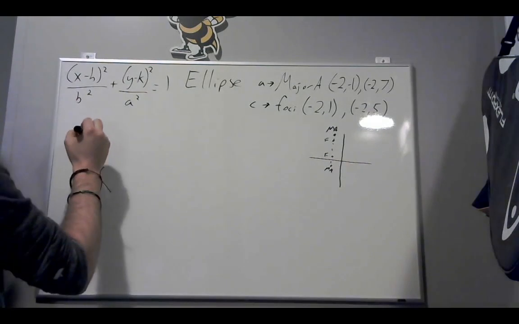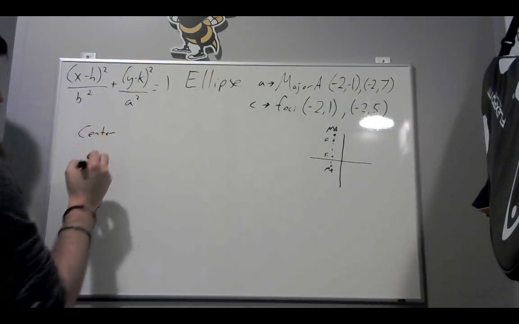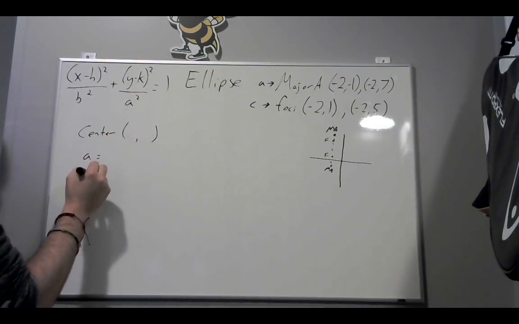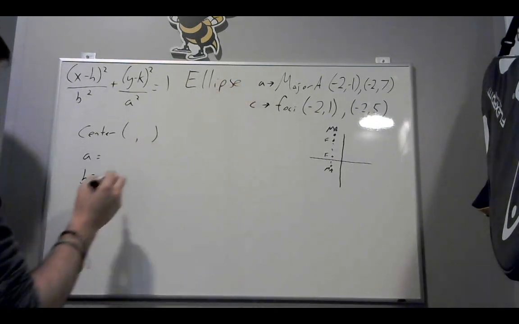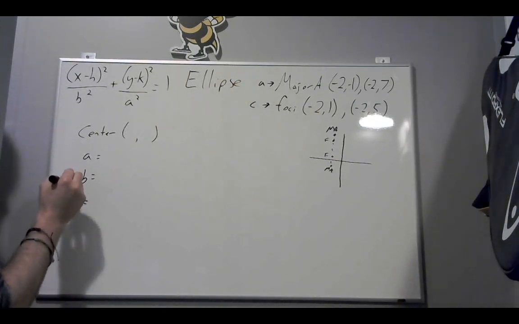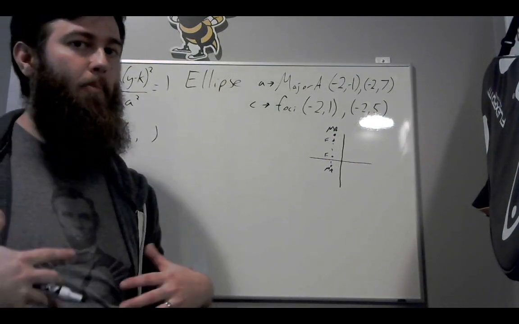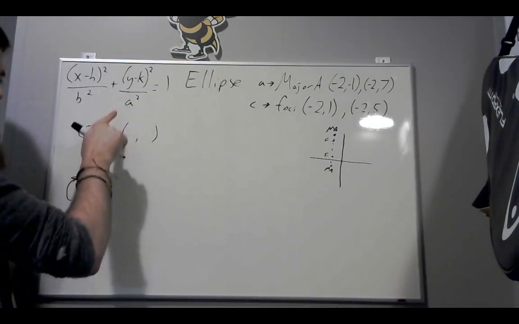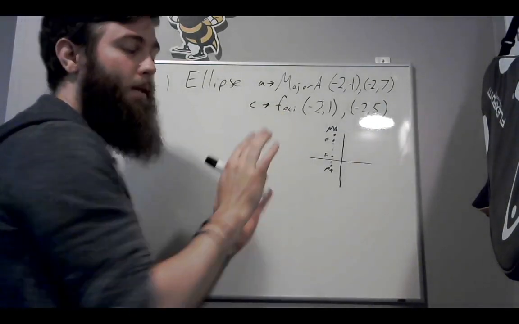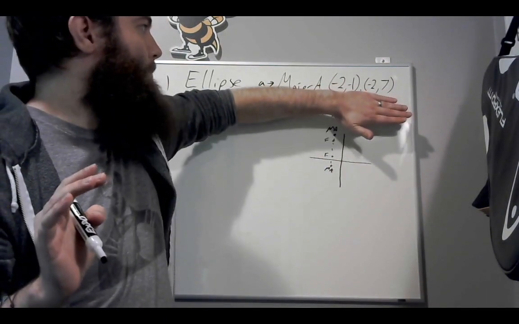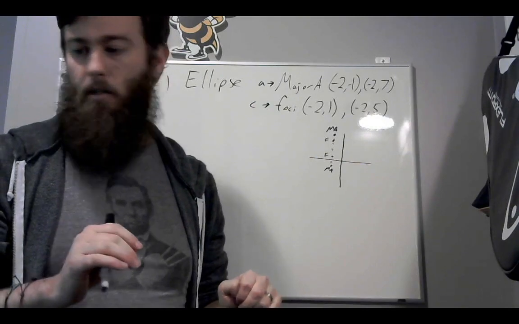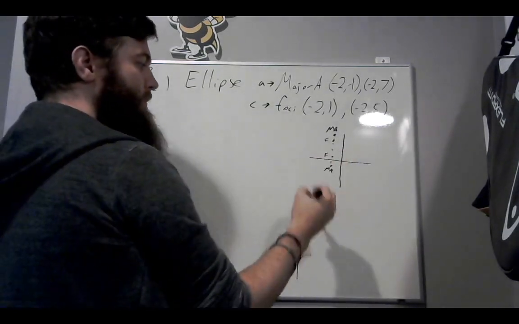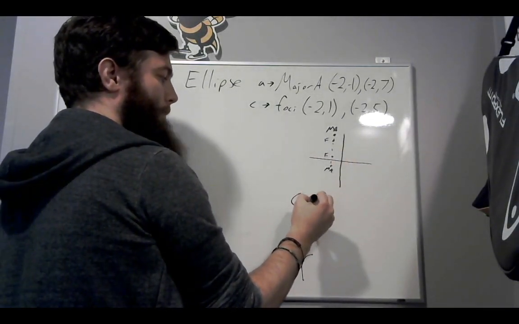So again, I need to find my center. I need to find my A value. And I need to find B. So this time, I'm going to need to find C to help me find B. So we're going to start by finding the center because we need the center to be able to find A and C. It doesn't matter which two you pick. You can do the major axis, you can do the minor axis. Whichever ones you pick should be fine. So I'm going to pick the major axis ones. So I'm going to find the center using my major axis.